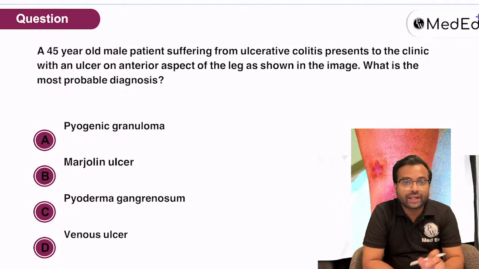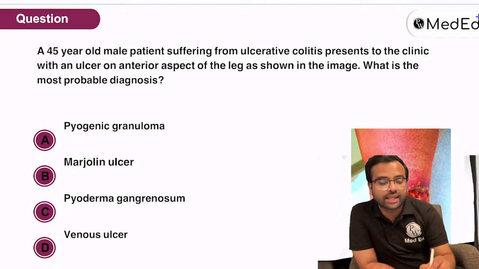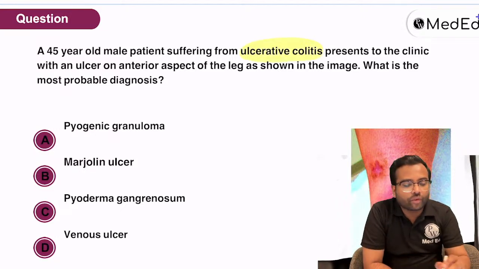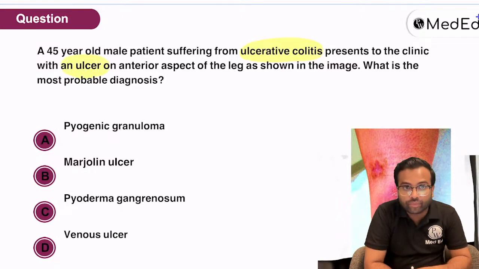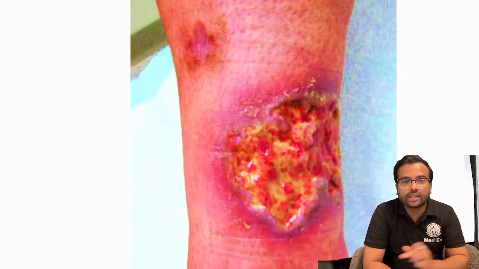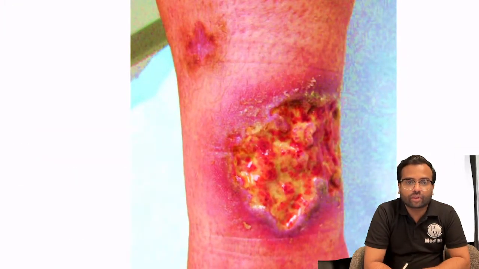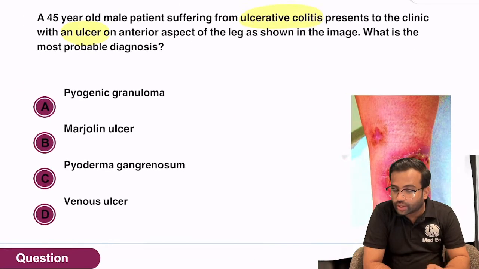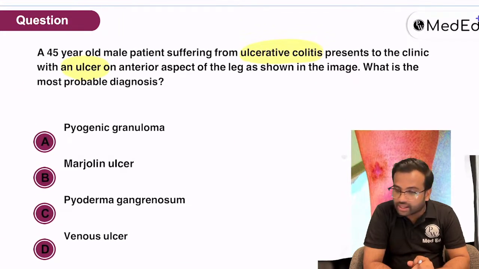Wonderful question, right? So here this question says the patient is having ulcerative colitis, and what is the ulcer that you can see in the skin which is associated with ulcerative colitis? And this is the image for you. Yes. So I can see most of you answering it as C. Yes, very good.